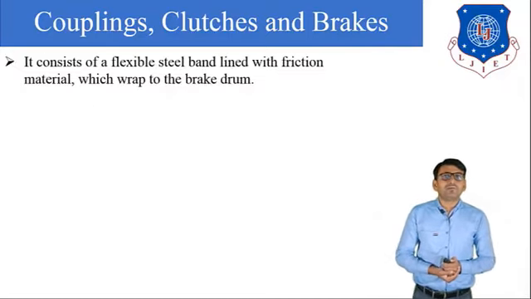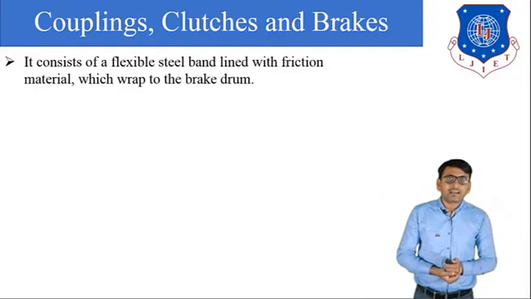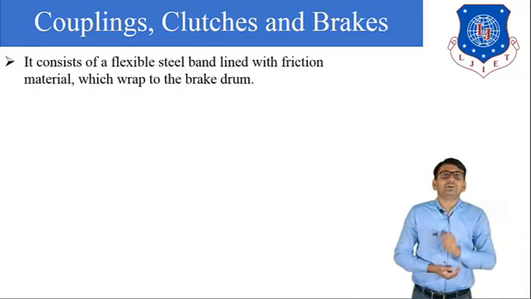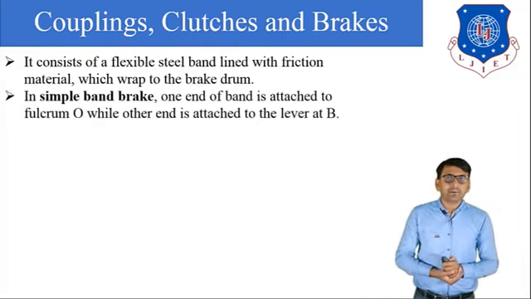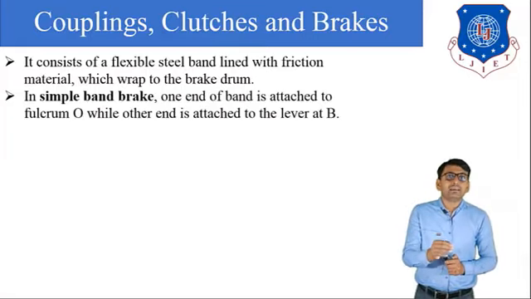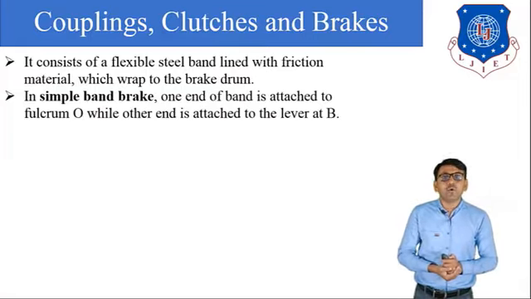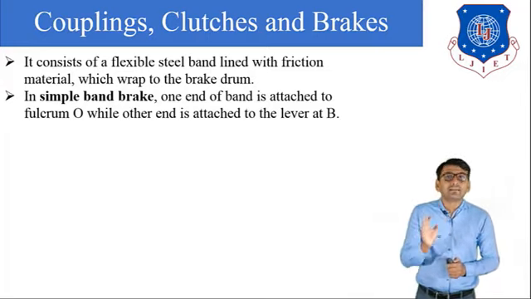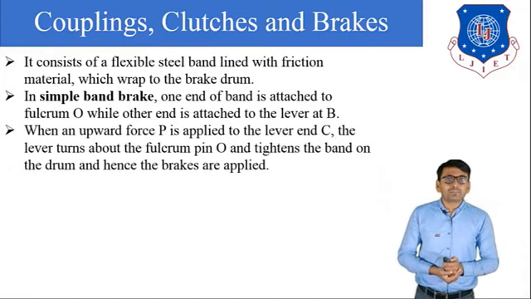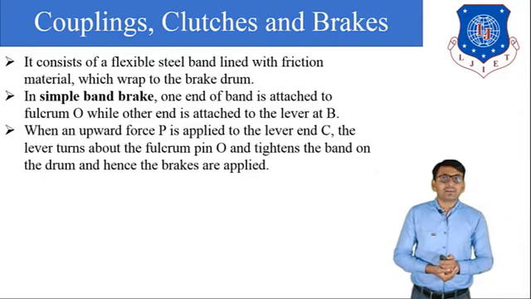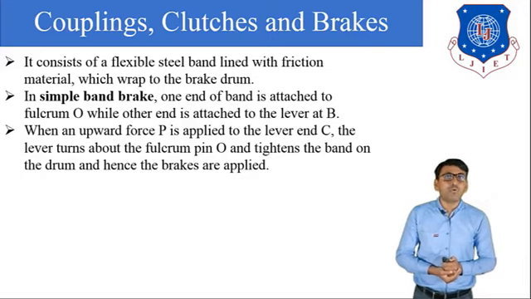So it consists of a flexible steel band lined with a frictional material, which is wrapped around the brake drum. In a simple band brake, one end of the band is attached to a fulcrum O, while the other end is attached to the lever at point B. When an upward force P is applied to the lever end C, the lever turns about the fulcrum pin O and tightens the band on the drum, and hence the brake is applied.